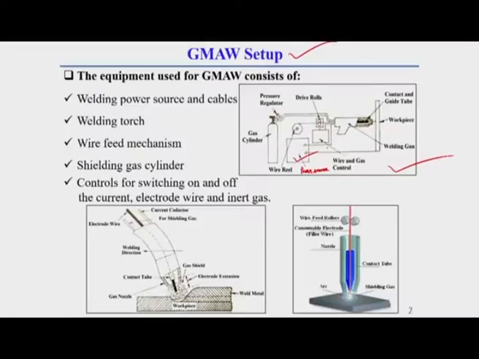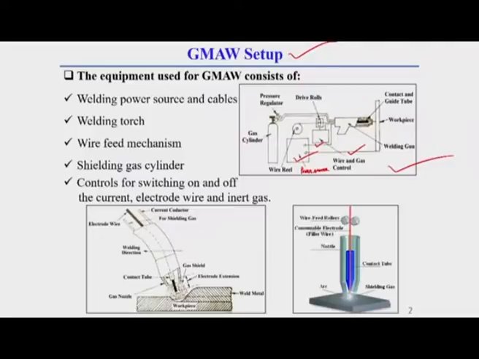For this power source, a cable is required, because by this cable it is connected to the electrode as well as to the workpiece. That's why this cable is required. So the first piece of equipment here is the power source.